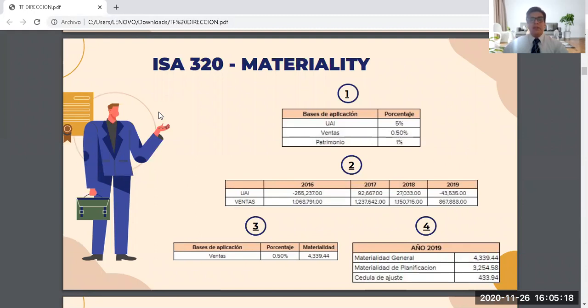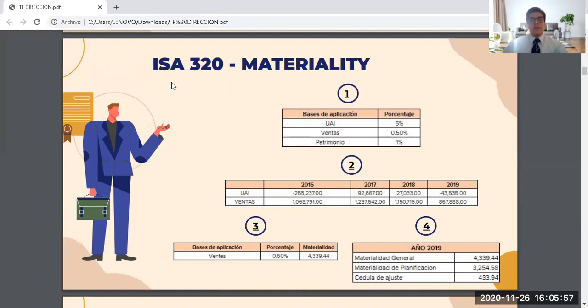So, now we are going to explain the materiality of International Standard on Auditing 320. Because the company is a for-profit entity, we are going to analyze the profit before taxes, sales, and equity in order to calculate the overall materiality. Then, because the company has been operating for more than 60 years in the market, equity will not be the point of analysis. After that, due to the volatility of earnings before income taxes, sales will be taken as the base of calculation for general materiality.